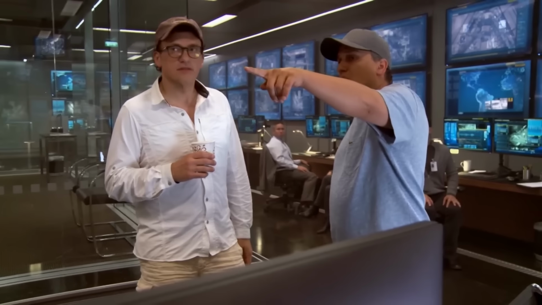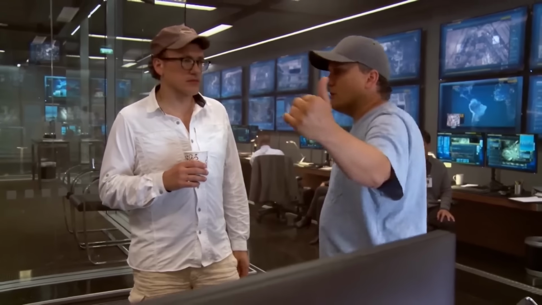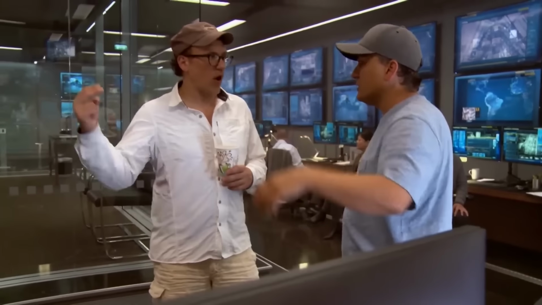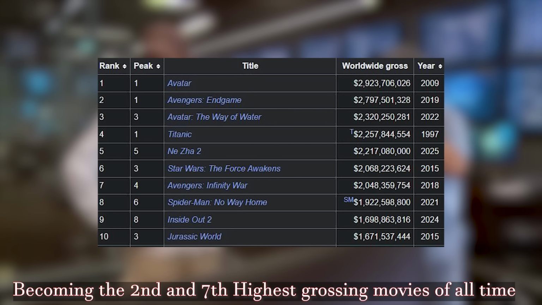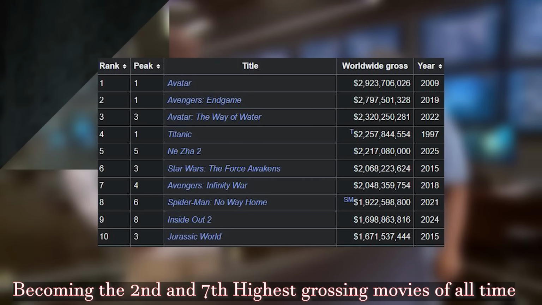After the success of The Winter Soldier and Civil War, Joe and Anthony Russo were entrusted with directing the massive follow-ups in Infinity War and Endgame. Both movies would go on to set even more unprecedented box office records.